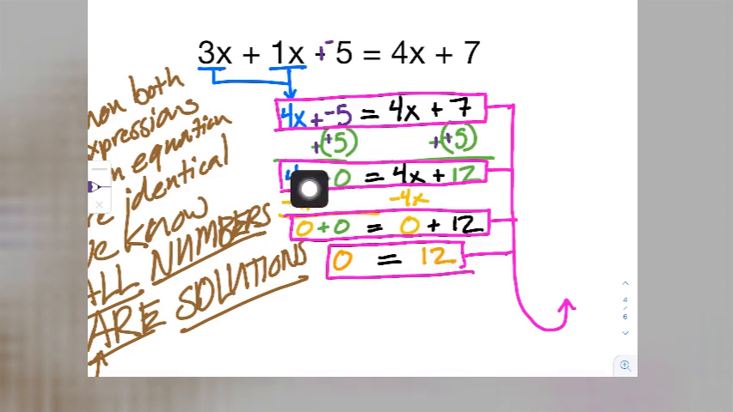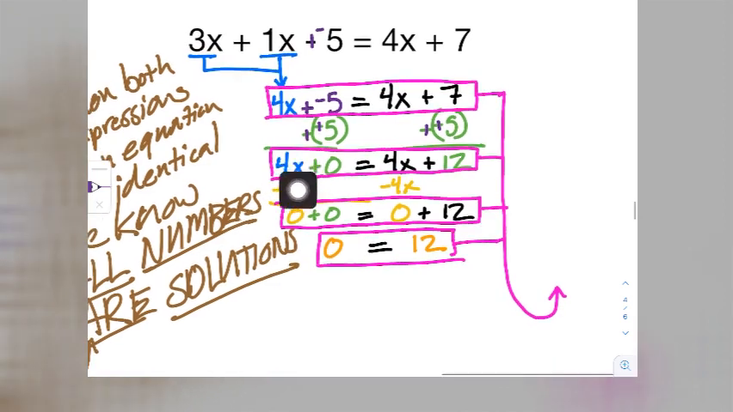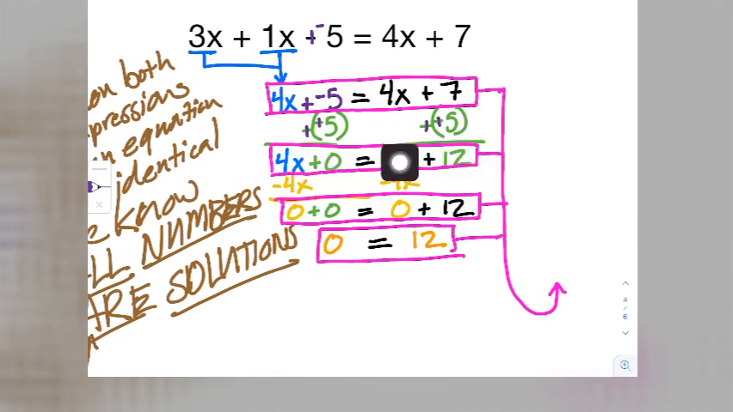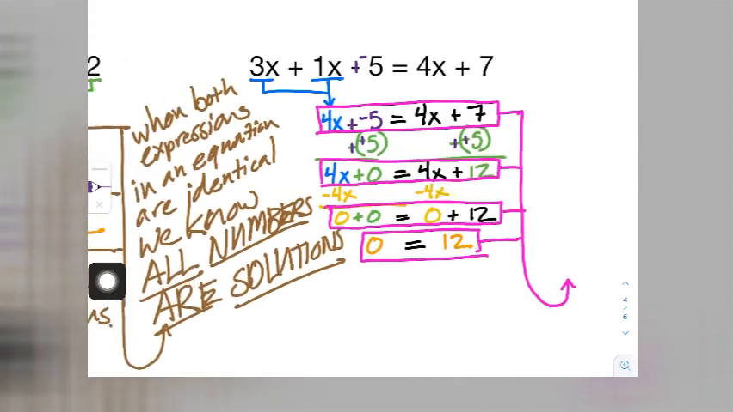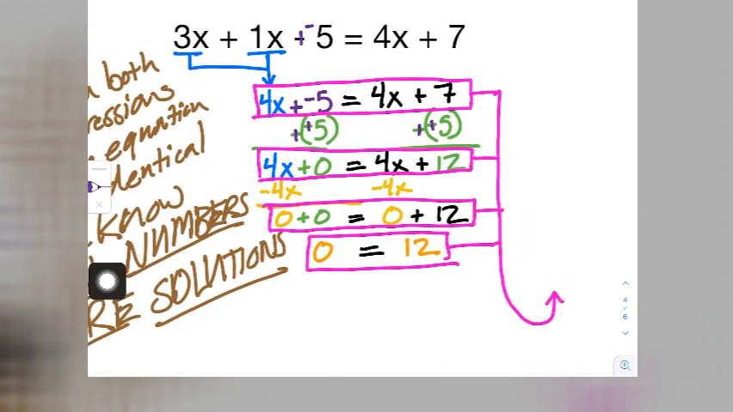Whatever number I put here, if x is 100, this becomes 400. This side over here becomes 400 plus 12. 400 does not equal 412. They're not the same. If x is 1, 4 times 1 would be 4, plus negative 5 is negative 1. And then this one, 4 times 1 is 4, plus 7 is 11. Negative 1 does not equal 11. In no cases are these equal. It doesn't matter what they are. And you can tell by looking.